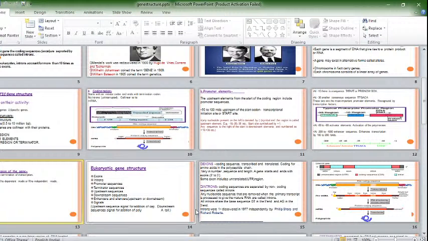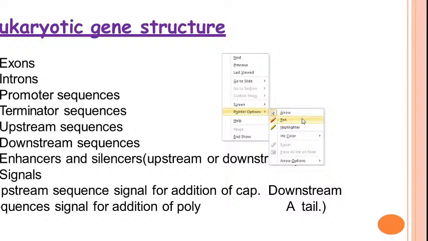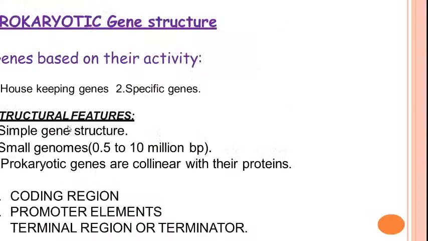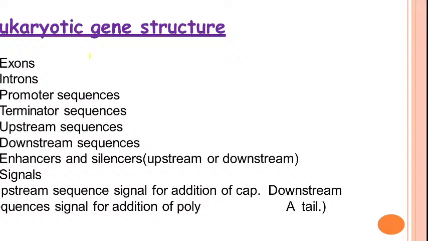After it we have the eukaryotic gene structure. So this is only the prokaryotic gene structure, in which we have the coding region, promoter region and terminal region. After it we have the eukaryotic gene structure, which is a little bit more complex compared to prokaryotes. Now what will be there in the eukaryotic gene structure? In it we have exons, introns, promoter sequences, terminator sequences, upstream sequences, downstream sequences, enhancers, silencers and signals.